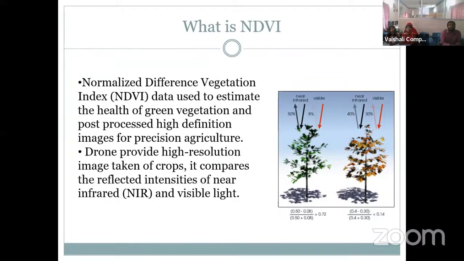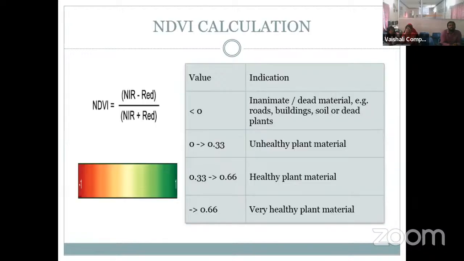NDVI is the normalized difference vegetation index that is used to estimate the health of green vegetation, and that helps us with precision agriculture. These drones provide high resolution images of the crops, and it compares the NIR and the visible light, and that gives the NDVI value. Next. Here we calculate how NDVI is derived. Here NIR means infrared light that is emitted from the plant, and red is also visible light that is also emitted from the plant.